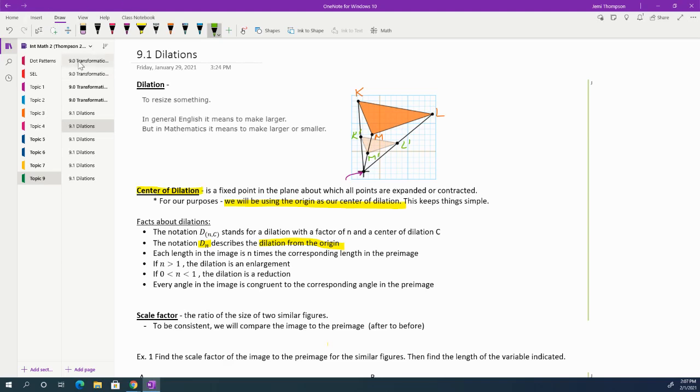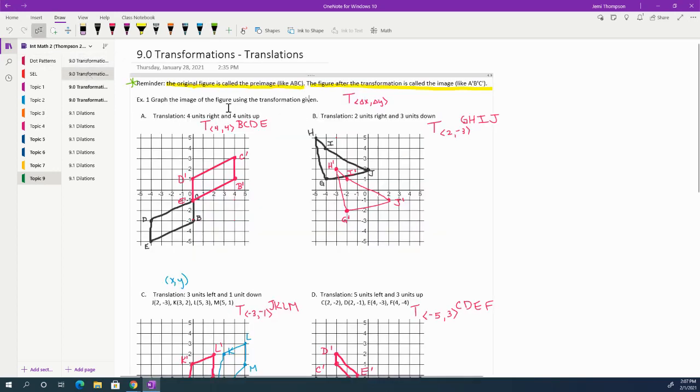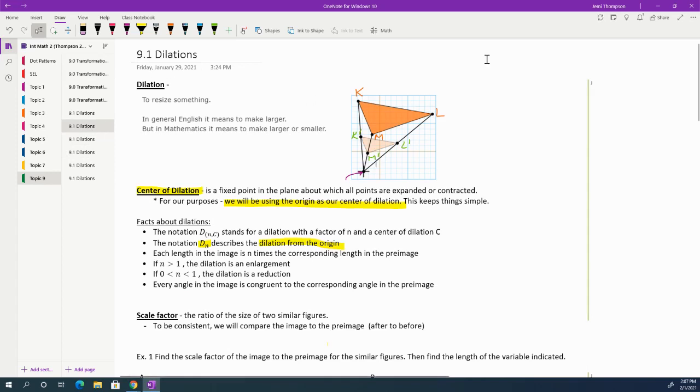Now a note, let's go back and check this out. We go back and look at 9.0, and at the very top right here that you see highlighted, the original figure is called the pre-image, like ABC. The figure after the transformation is called the image, A prime, B prime, C prime. Now you'll see these little marks here. They look like little ones or something. They're just apostrophes, okay? So A apostrophe, B apostrophe, C apostrophe, but we call that prime. All right, so the image has these prime marks. So that means that this is the image, and the larger one would be the pre-image.